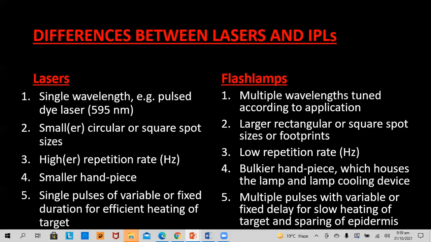Lasers have higher repetition rate, that is higher hertz. However, the flash lamp will have low repetition rate or low hertz. Lasers come with a smaller handpiece, while flash lamps come with a bulkier handpiece, which houses a lamp and a lamp cooling device. Lasers emit single pulses of variable or fixed duration for efficient heating of the target. On the contrary, flash lamps will emit multiple pulses with variable or fixed delay for slow heating of the target and sparing the epidermis.